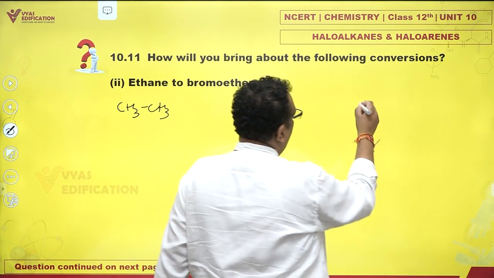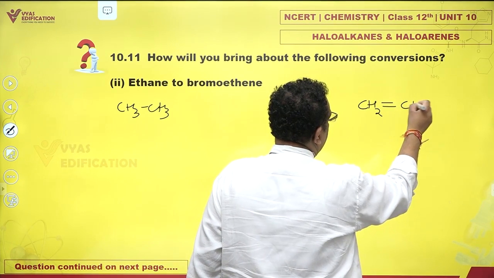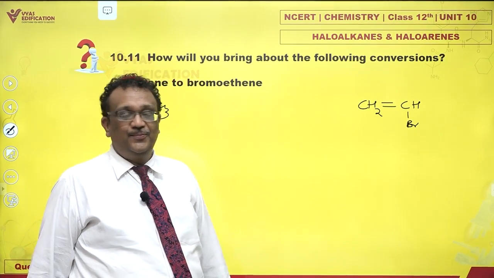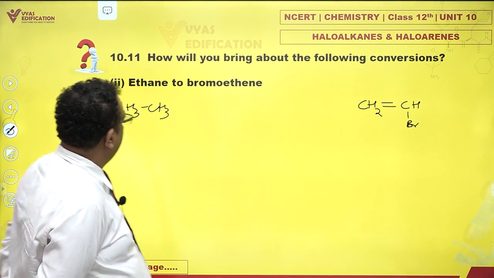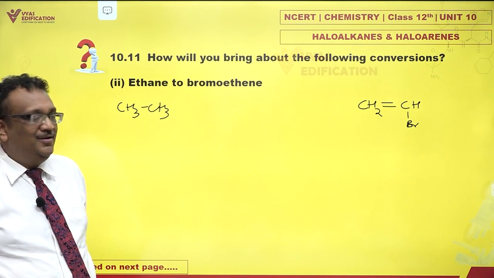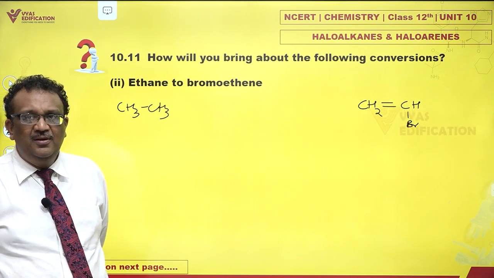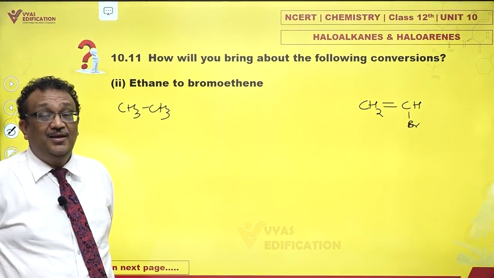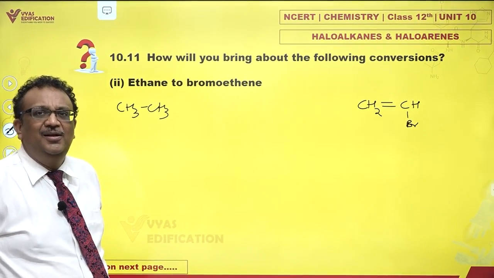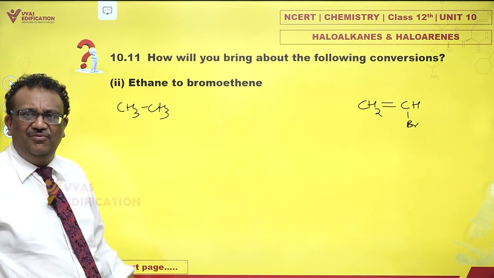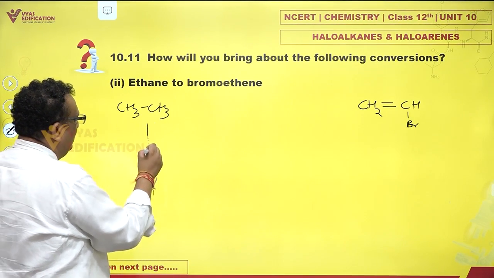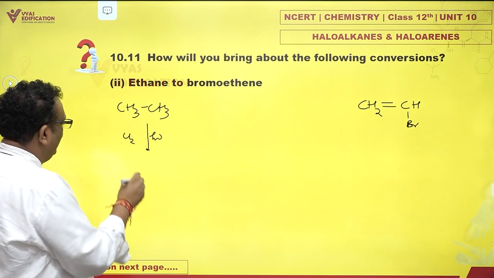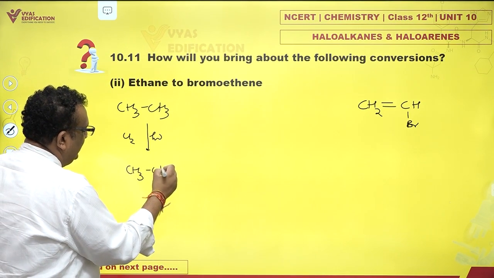And I have to convert it to CH2 double bond CHBr. Bromoethene, ethene, please note. How do we do this? Well, first of all, this bromoethene. Now, there could be many ways, but I suspect we would need to use alkenes. Alkanes are not very reactive, right? They're called paraffins. So what do we do? First, Cl2 with light. Let me cause a monohalogenation. I get CH3CH2Cl.